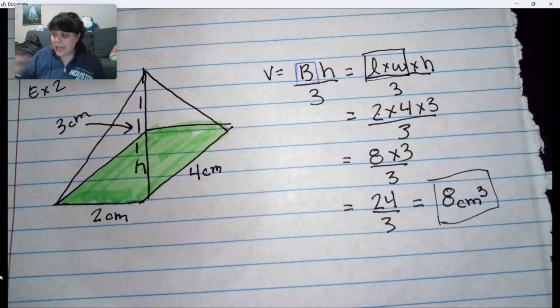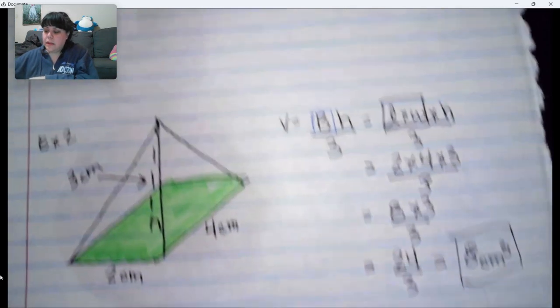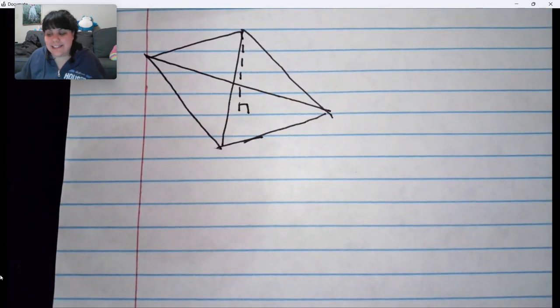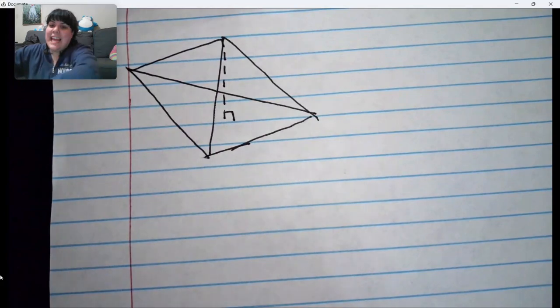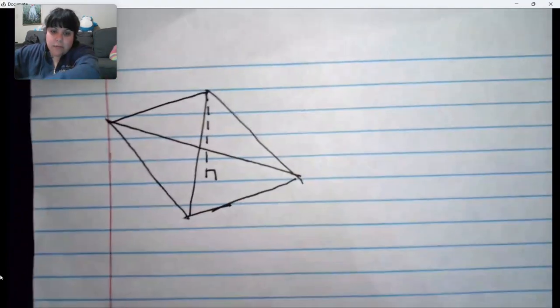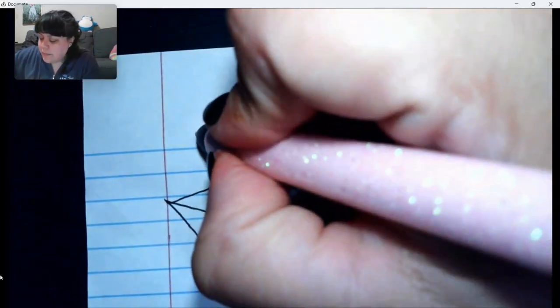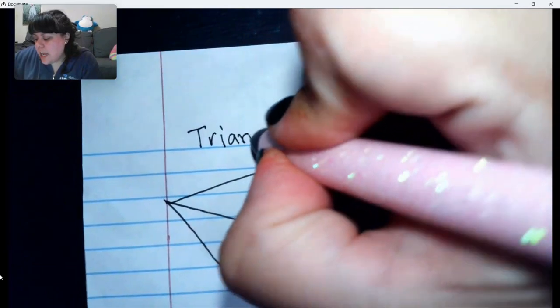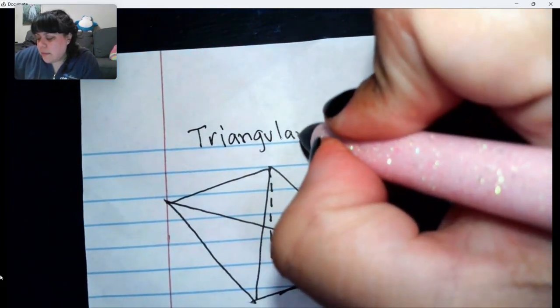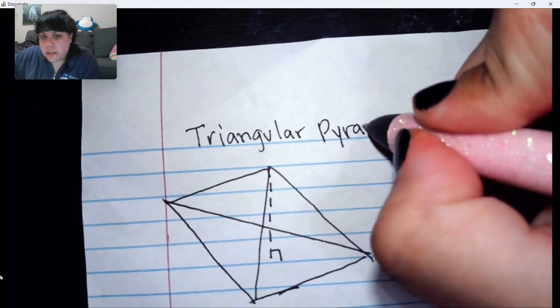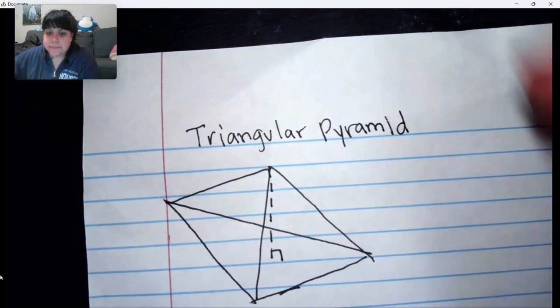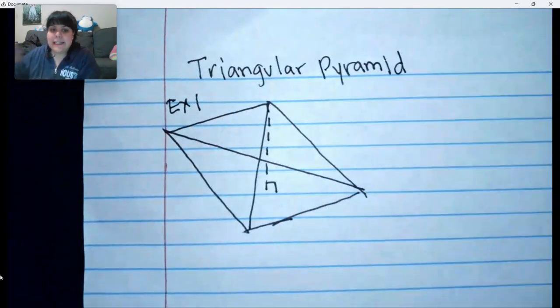So what we're going to do now is triangular pyramids. Basically, the formula is the same. This just might get a little tricky. Okay, so here I'm going to put up here, triangular pyramid. Again, I'm going to have 2 examples. So this is example 1.